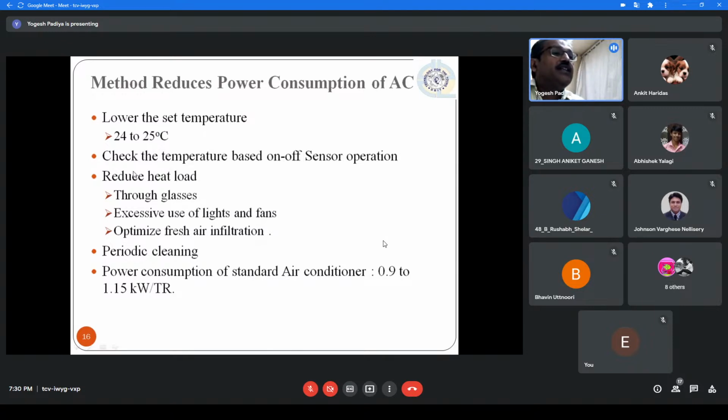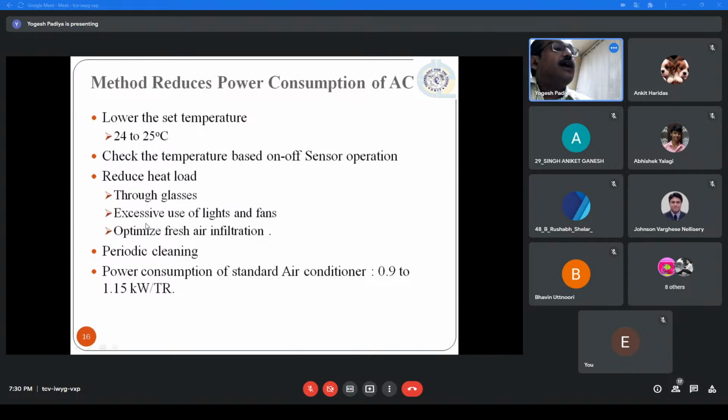Okay, then you can check the sensor operation, whether it is operating properly or not. Sometimes sensors are not working. Because of that, the AC continuously keeps on running, even though you are in deep sleep, AC is on. Sometimes sensors are malfunctioning, so check that your sensors are properly working. Reduce the heat load, so that all the glasses shall have a reflective foil. If not, put curtains on. The curtains have to be put not inside the glass, inside the room, but outside the glass.